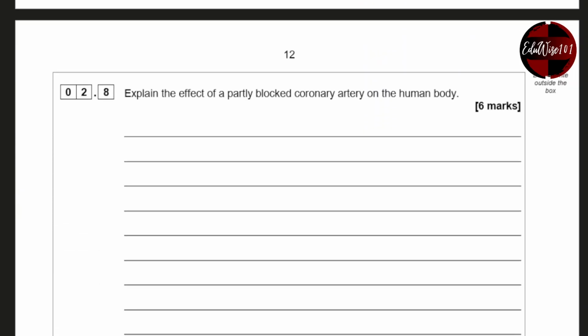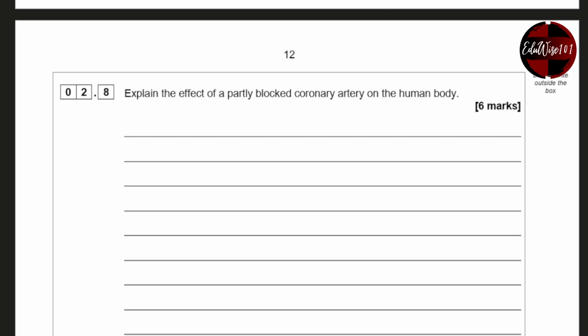So for the 6-mark question, explain the effect of a partially blocked coronary artery on the human body. Now, this is a really good question where it goes into a lot of detail. You have to go into a lot of detail. So you need to think about the answer in series. If the artery is partially blocked, what will happen? First of all, blood flow through that artery is going to be reduced.